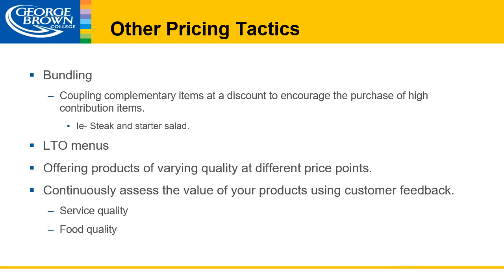Some other pricing tactics that you should be aware of. One is called bundling. This is taking complementary items, coupling them together, and offering them at a discount to encourage higher purchases and also higher contributions. We see this often with steaks and a starter salad, or even soup and a salad bundled with an entree. Those are offered cheaper, but the contribution of those other items, for example a salad, is much higher, so we can be a little more flexible with the price.